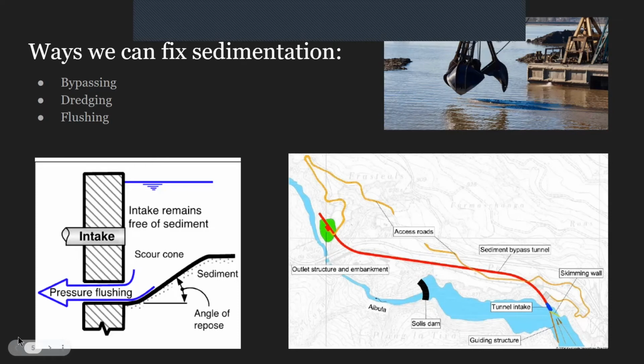And while all these seem like great options, they can be costly and have a lot of environmental drawbacks as well. With things like pressure flushing, a lot of times it comes with what's called a scour cone, where it doesn't really effectively remove all of the sediments across the whole dam. It only removes the sediments right where that tube is. So it doesn't really affect anything long term. It more just helps in the short term.